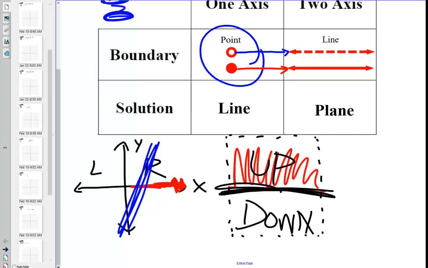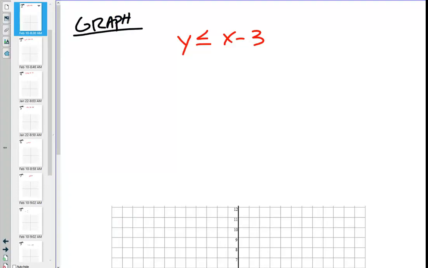Let's get to the examples. Jonathan's been waiting. We don't want to make Jonathan wait.